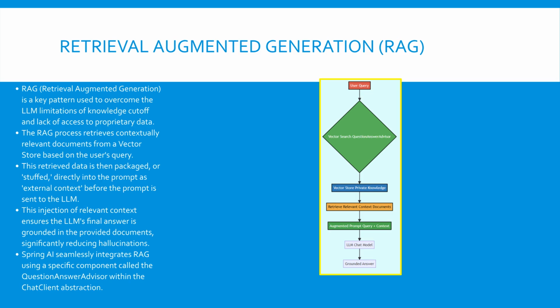This entire flow ensures that the final response is accurate and sourced from your specific data, thereby solving the problem of LLM knowledge limitations. How does RAG enable an LLM to answer questions about proprietary data, and what Spring AI component supports this? RAG retrieves private context from a vector store and stuffs it into the prompt. The question-answer advisor manages this retrieval and augmentation automatically.